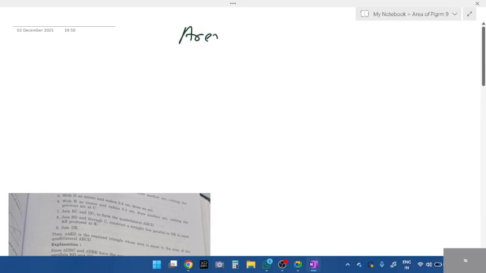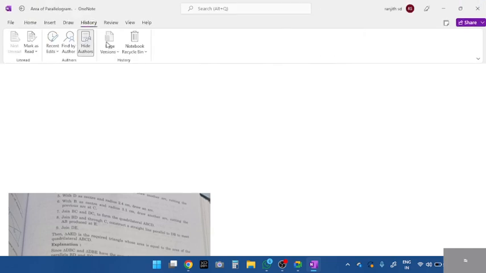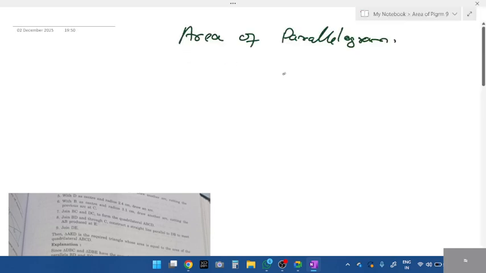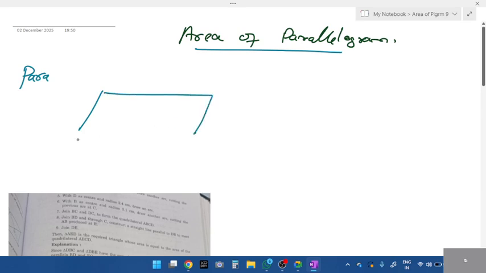Area of parallelogram. So basically, a parallelogram is nothing but a quadrilateral. A quadrilateral with how many sides? A parallelogram has how many sides, students? It's a four-sided figure. What is the property of a parallelogram? Can you tell me the property?